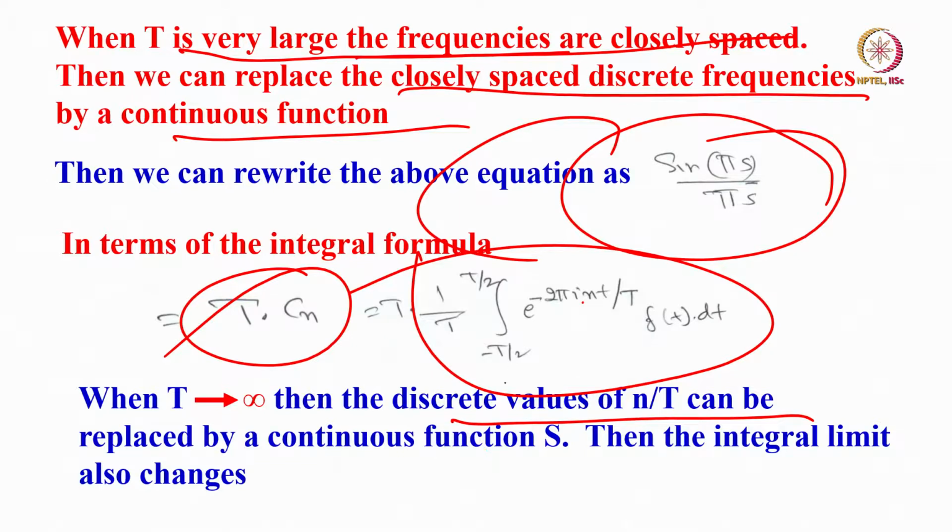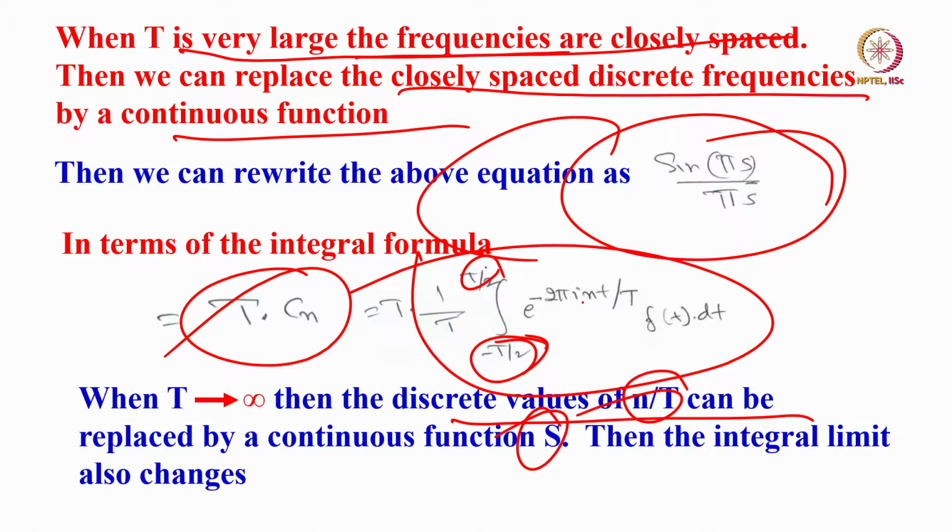What I am trying to say is, now there is a discrete value, changing only from minus t by 2 to plus t by 2. Those are the limits of the integral we have to take. But now as t tends towards infinity, the discrete values of n by t I can replace by a continuous function. I call it s, some function f of s. Then the integral also changes because it is a continuous function.